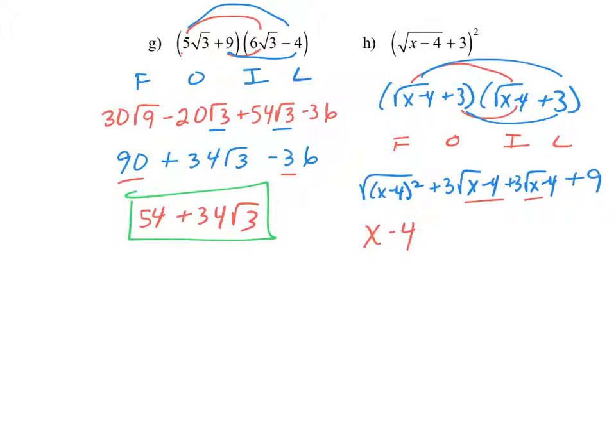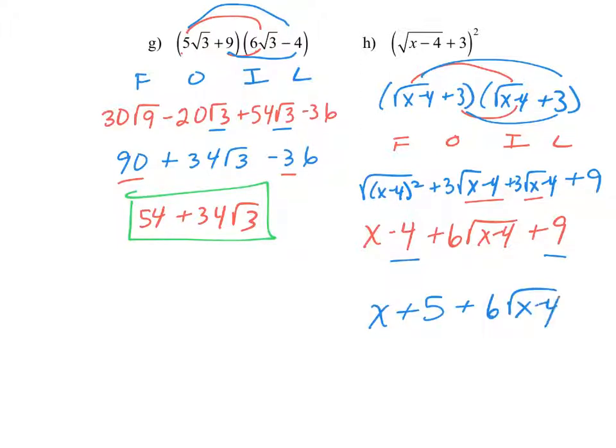The middle two terms are like terms, so we have 3 square root of x minus 4 plus 3 square root of x minus 4, like terms, so it's going to give us plus 6 square root of x minus 4 plus 9, and we're nearly there. We can add these two constants together that are like terms to get x plus 5 plus 6 square root of x minus 4 as our final answer.